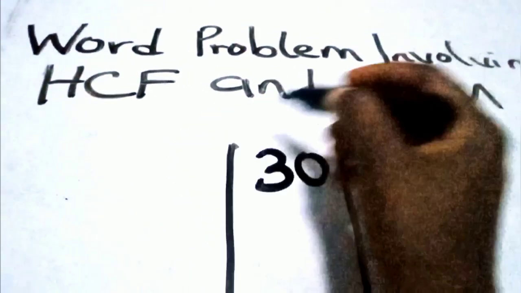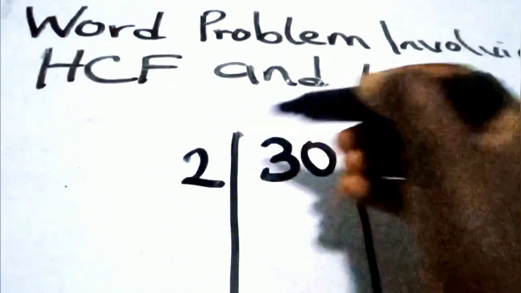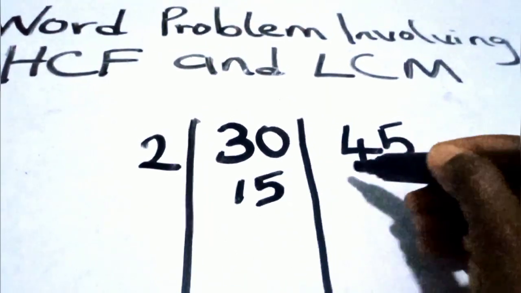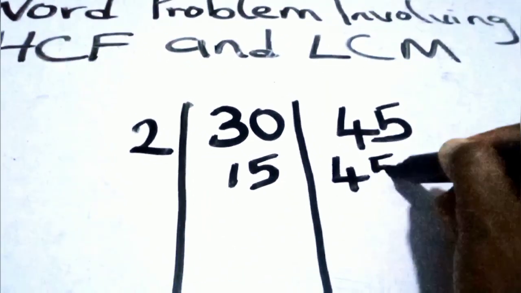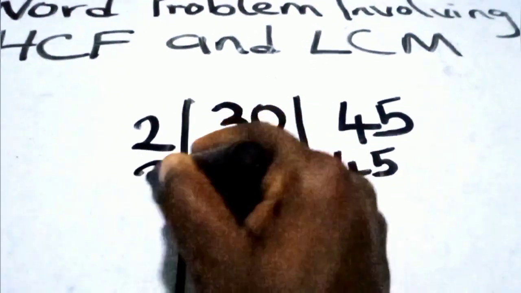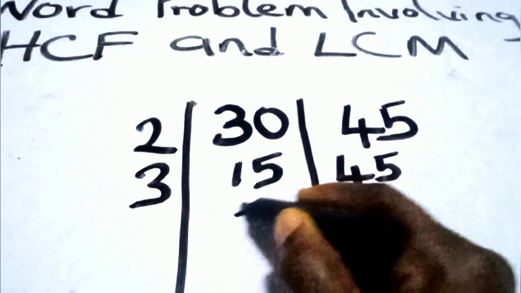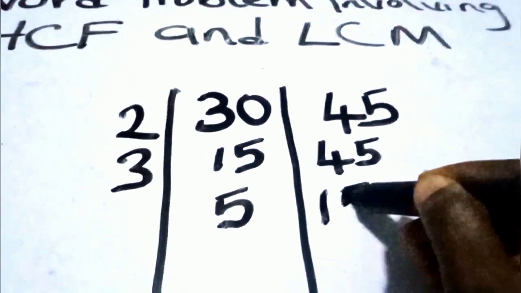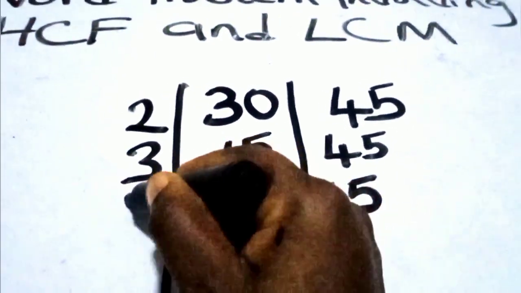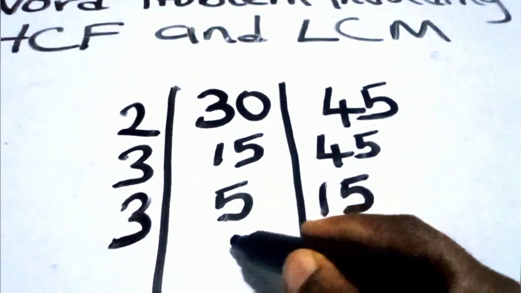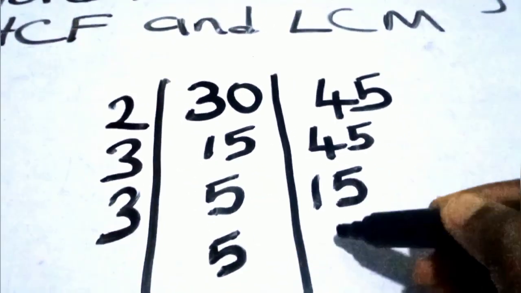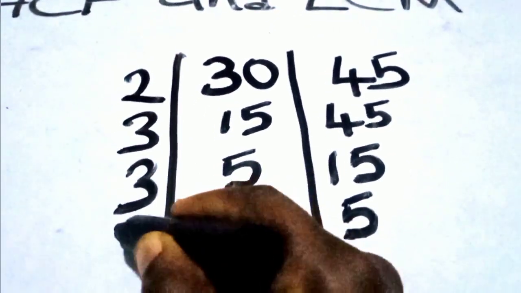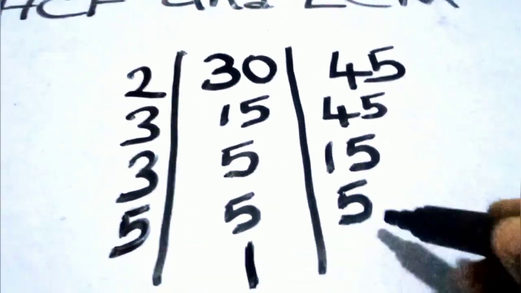Okay, let's find the LCM. Here we have 2. It can go into 30 to give us 15. We cannot go into 45, so we bring down 45. What can divide? 3. 3 dividing 15 gives us 5, and 3 dividing 45 gives 15. What else will divide? 3. We cannot divide 5, so we bring down 5. 3 into 15 gives me 5. Now what can divide again? 5. 5 into 5 is 1.